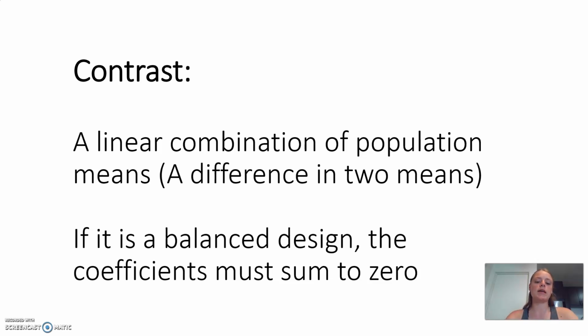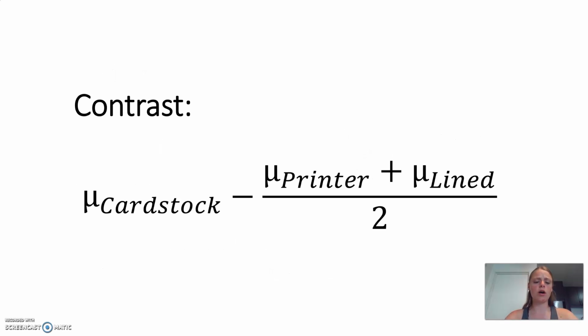A contrast is a linear combination of population means. It is a difference in 2 means, so we're going to be looking at the difference in the means of the average distance traveled. And if it's a balanced design, which it was because we had 10 paper airplanes for each paper type, then the coefficients must sum to 0. So this is a contrast that we're going to be using in today's video.